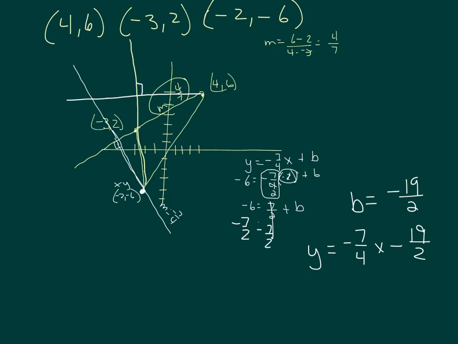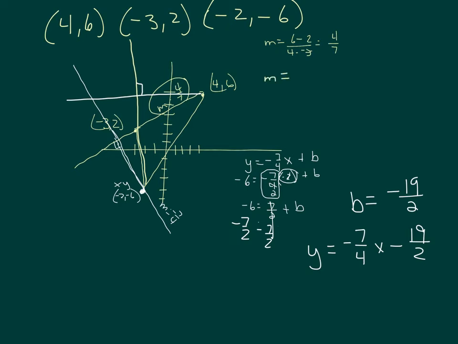So I'm going to need to know the slope of this line, which is part of my triangle, so I can find the slope of my altitude. Okay, so this is the point 3, -2, and down here was the point -2, -6. So let's find the slope of that.